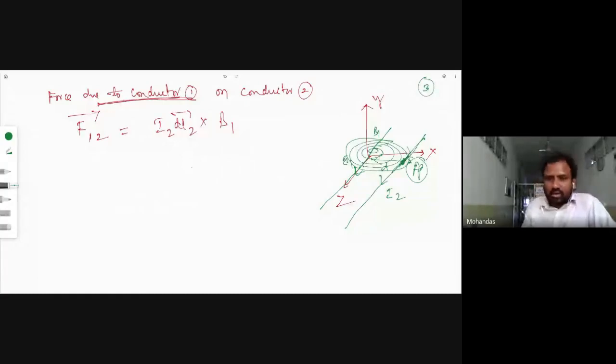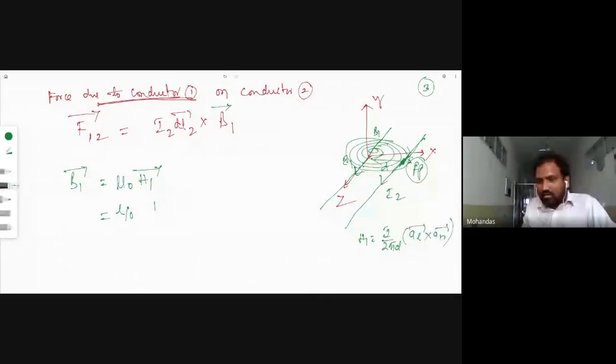So now let us use that formula. B1 vector equals mu naught times H1. Now let us calculate H1 here. What is H1? H1 equals I by 2 pi d, AL cross AN, right? Now I by 2 pi d.